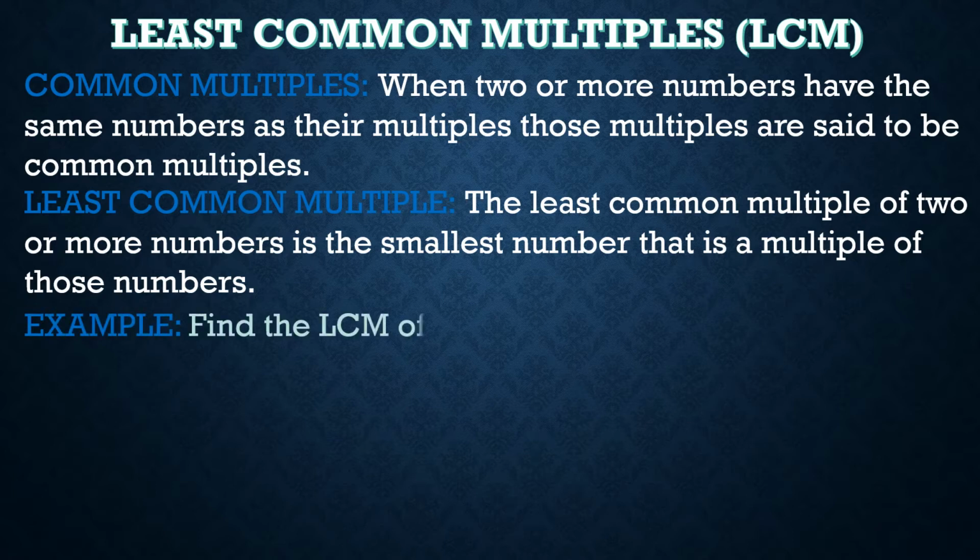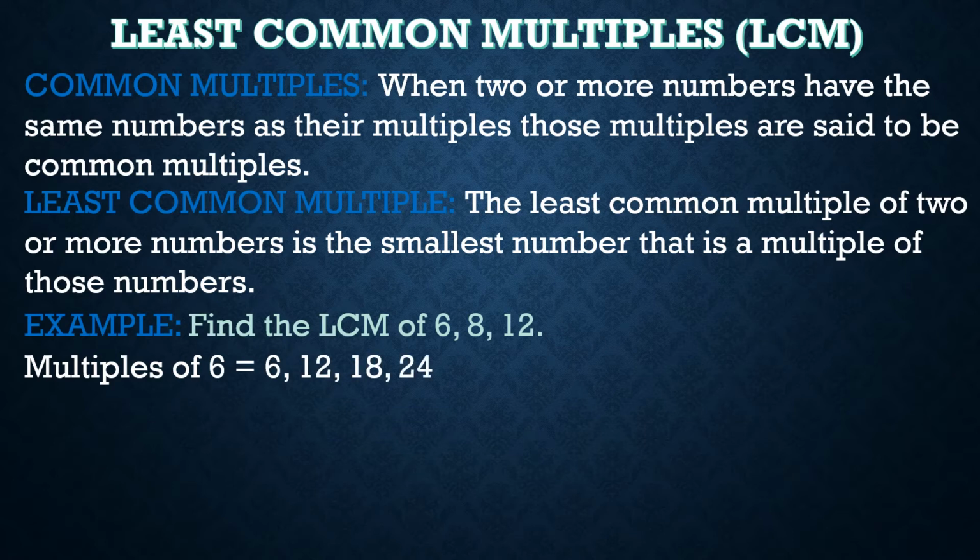Find the least common multiple of 6, 8 and 12. We will follow a 3-step process to find the LCM. Step 1. List the multiples of all the given numbers. Everyone knows the table of 6, 8 and 12. So multiples of 6 are 6, 12, 18, 24, 30, 36, 42, 48, 54, 60 and so on.